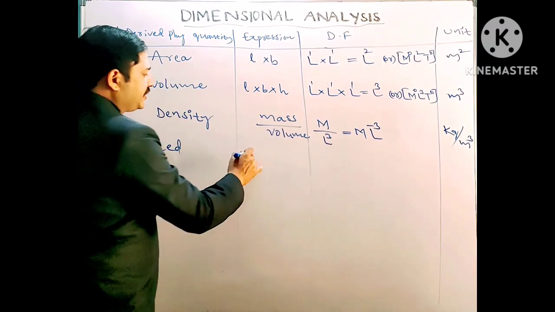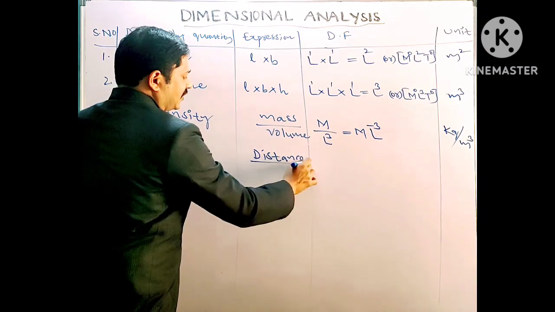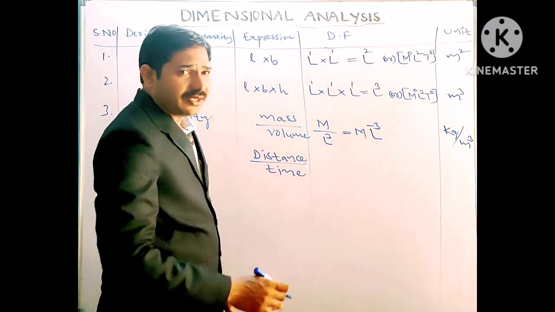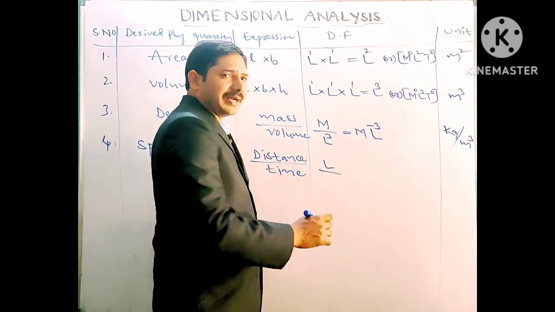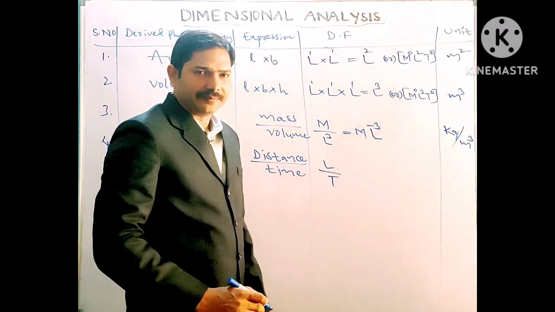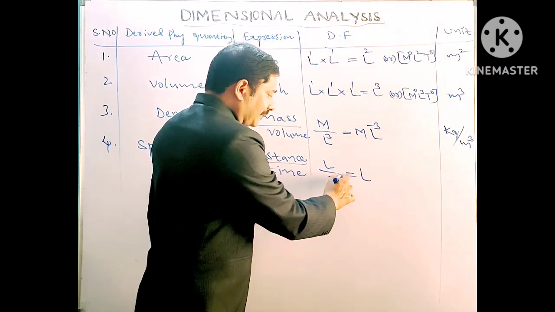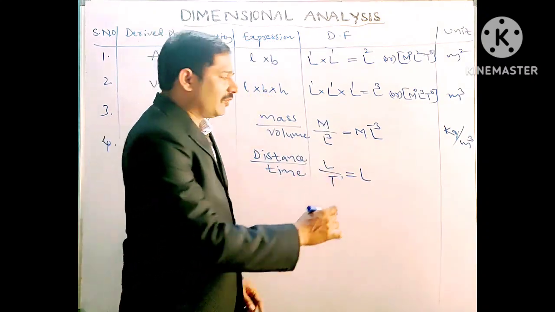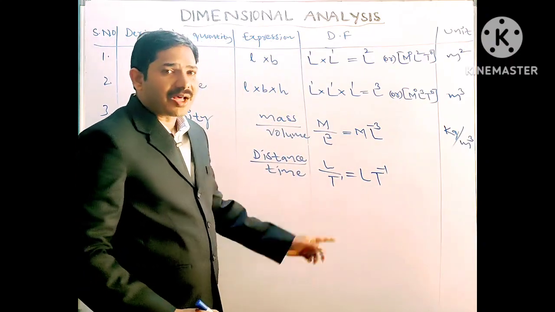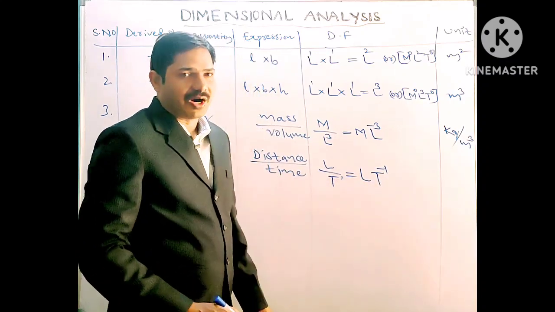Speed. Distance by time. Speed expression is what? Distance by time. Distance dimension formula is what? Nothing but length, L, and time dimension formula is what? T. I am sending this T power, nothing means 1, to the numerator, so what happens that time? Power minus 1. L T to the power of minus 1 is the velocity or speed dimensional formula.